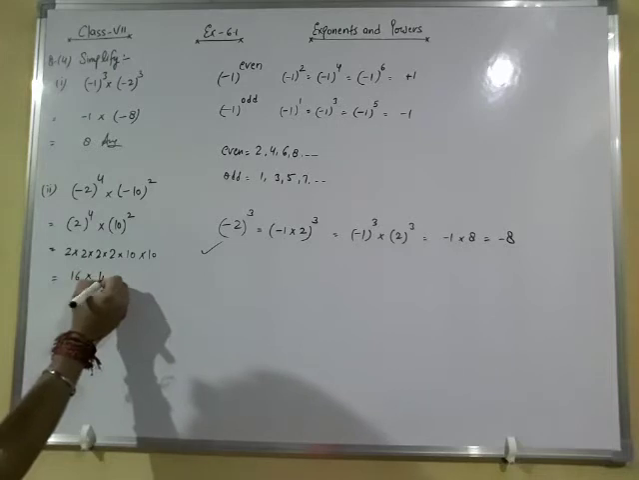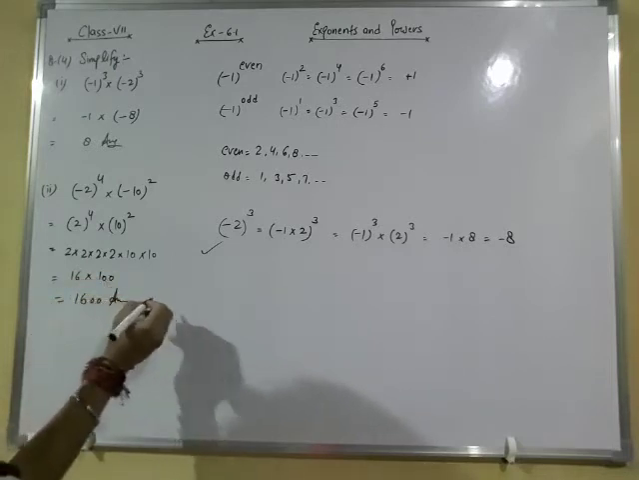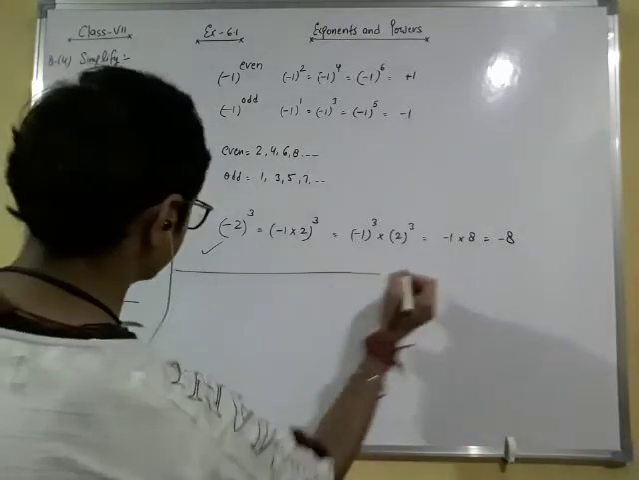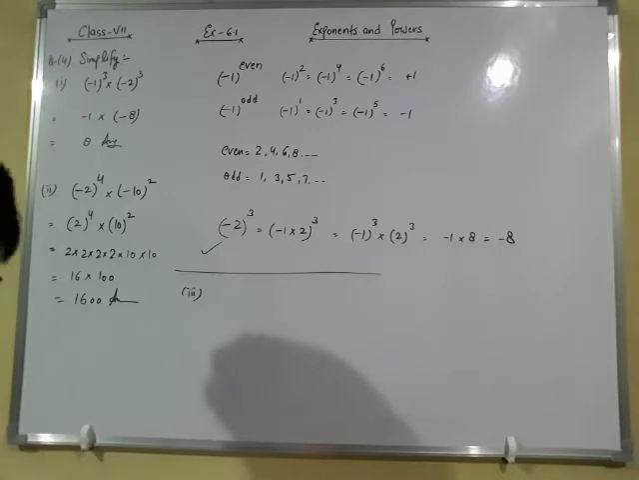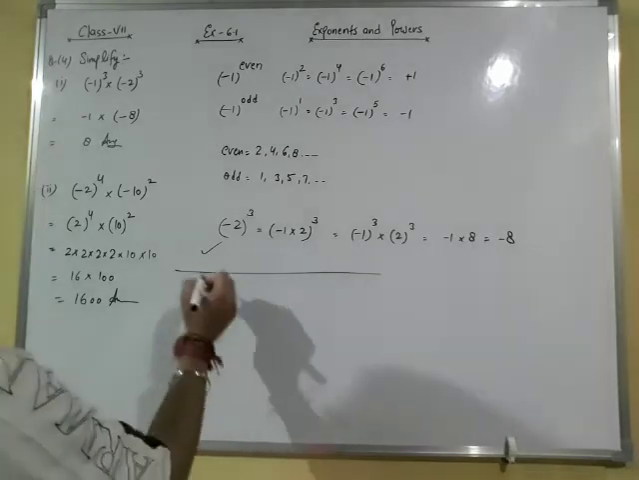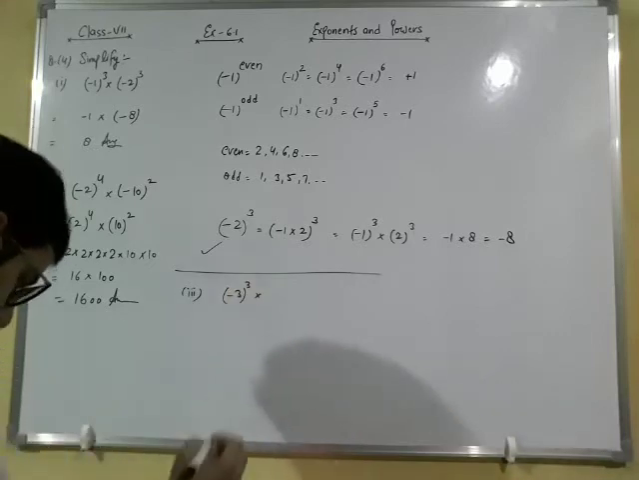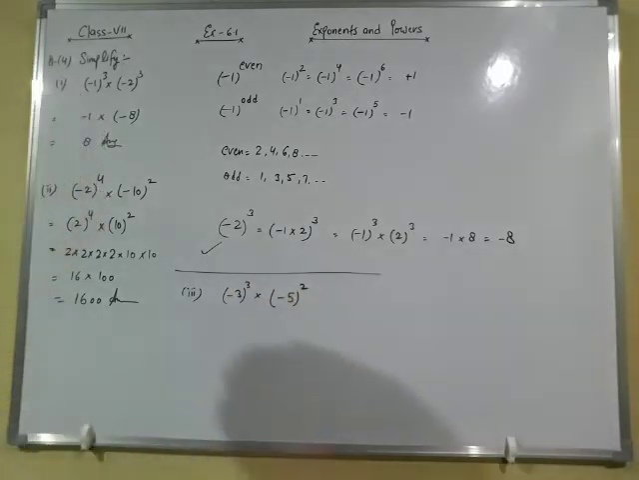16 multiply 100, so it will be 1600. Answer. Okay, now we will solve its third part, third part of question number 4. Minus 3 raised to the power 3 multiply minus 5 raised to the power 2.